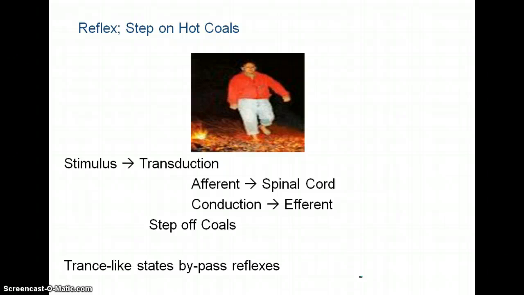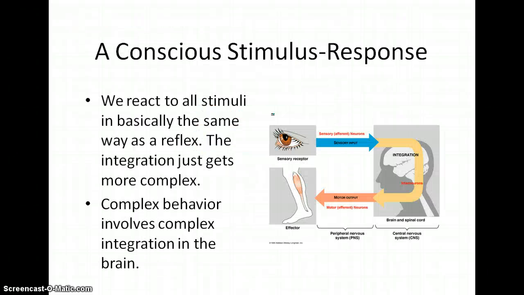All right, so reflexes are slightly different. Okay, we have the stimulus. We go through the transduction here. Transduction here. Okay, we have the afferent incoming, which goes to the spinal cord, but it doesn't go to the brain. And then it has the conduction and the outgoing, and you step off the coals. Except for things like firewalking or other kinds of trance-like states. There seems to be something in there that blocks off what we would normally think of in terms of a reflex.